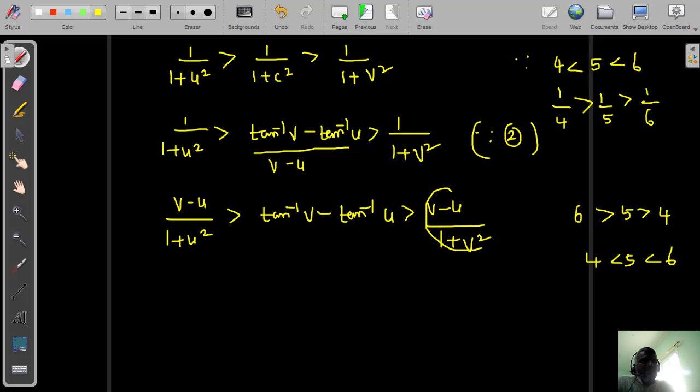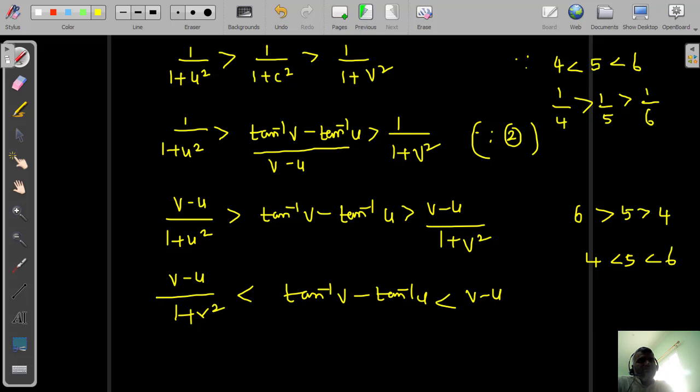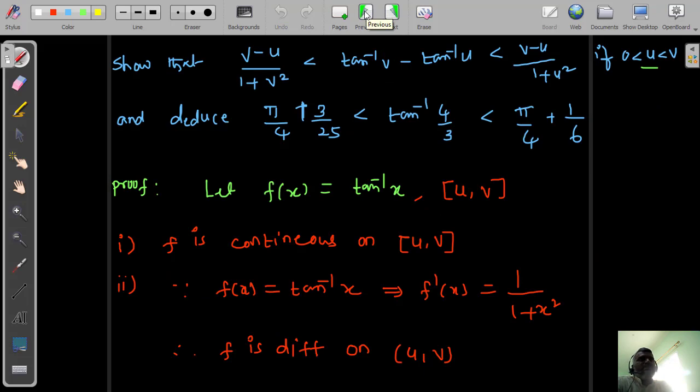So this term I am writing as the first term now, which means (v minus u) divided by (1 plus v square) is less than the middle term, tan inverse v minus tan inverse u, which is again less than (v minus u) divided by (1 plus u square). Let us suppose this is equation number 3. The first result is proved. If you look here, the first result is (v minus u) by (1 plus v square).